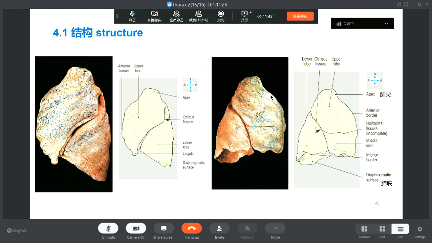This is the outer right lung, and through the horizontal fissure and the oblique fissure it can be divided into three parts. This part is the right upper lobe, and then this is the middle lobe, and this is the lower lobe.